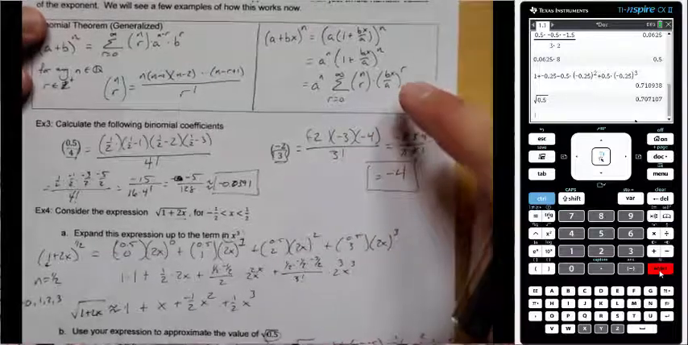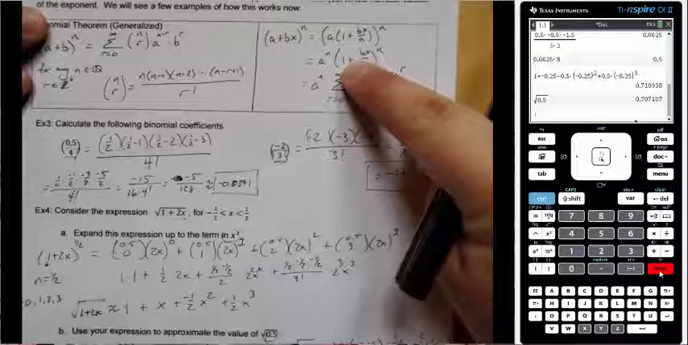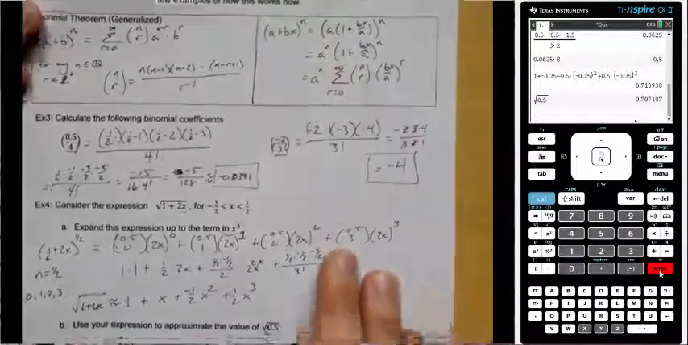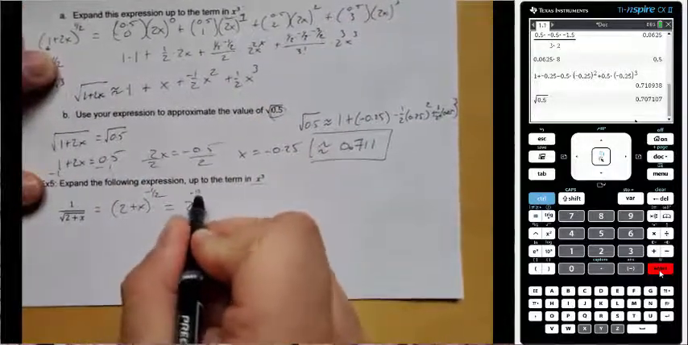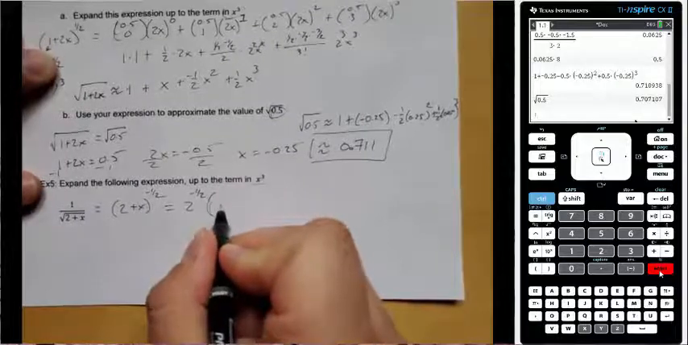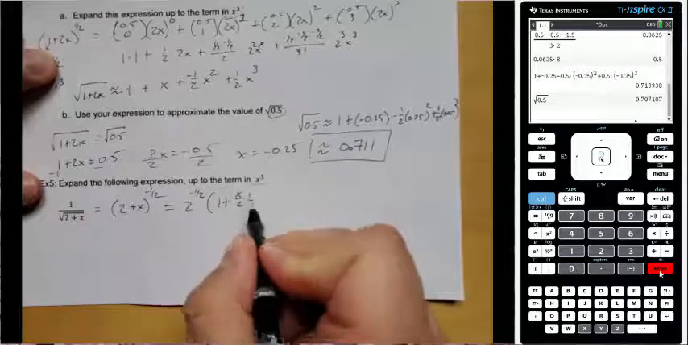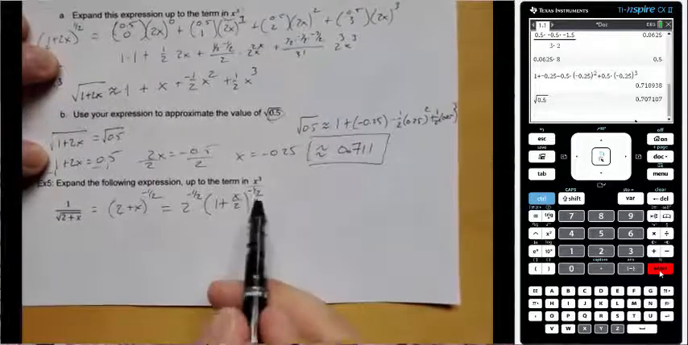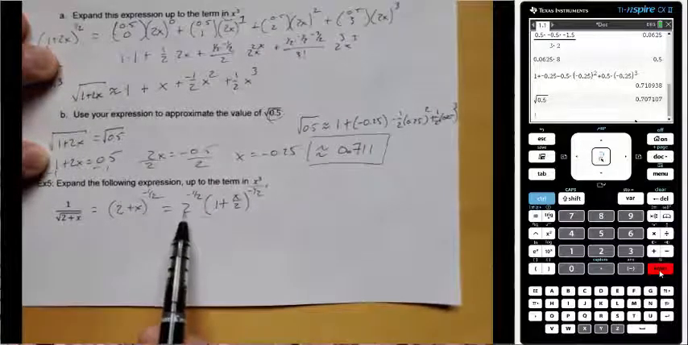So I'm going to use this trick to rewrite this polynomial so that one of the terms is 1. I'm going to factor out this a to the nth power, which is to say this is 2 to the minus 1/2 power times 1 plus x divided by 2. This helps me because now I can expand this to the x cubed term, and then in the end I just distribute a 2 to the minus 1/2, or a 1 over root 2, to everything.